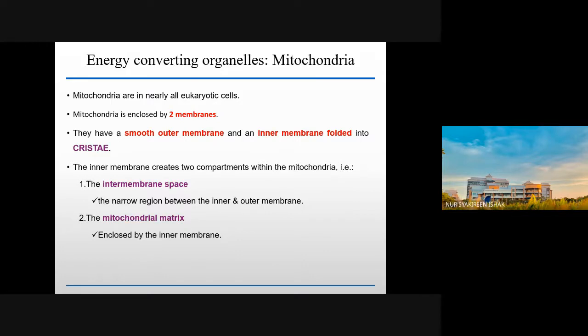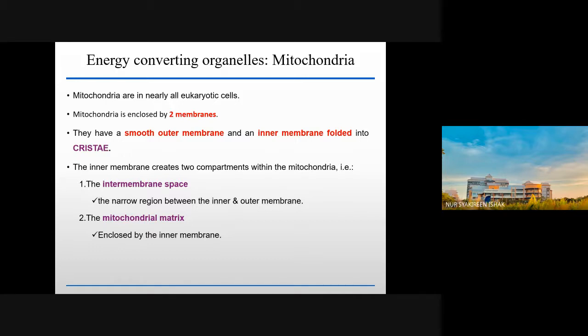Mitochondria are in nearly all eukaryotic cells. All eukaryotic cells will have mitochondria, nearly all, except for example the red blood cell. A mature red blood cell does not have any mitochondria, as it requires more space so that more hemoglobin can be crammed into the red blood cell, as the red blood cell functions to carry oxygen.